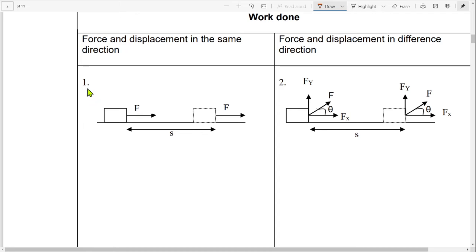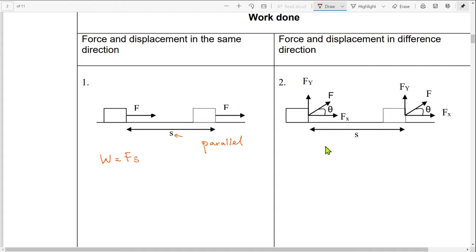Okay, you see the first one here, I have an object being pulled to a distance of s. So here is our displacement. Remember just now we said that work equals force multiplied by displacement. And I can see that the force and also the displacement are in the same direction. They are parallel to each other. So here they are already parallel.